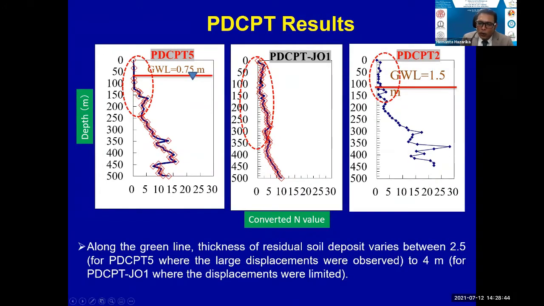Also, in another location along the green line, the thickness of this weak layer increased to about 4 meters, whereas our previous survey showed it is about 2.5. So the weak layers exist between 2.5 and 4 meters where there was displacement, because of the residual soil deposit. So displacements were limited in the upstream of the flow side.